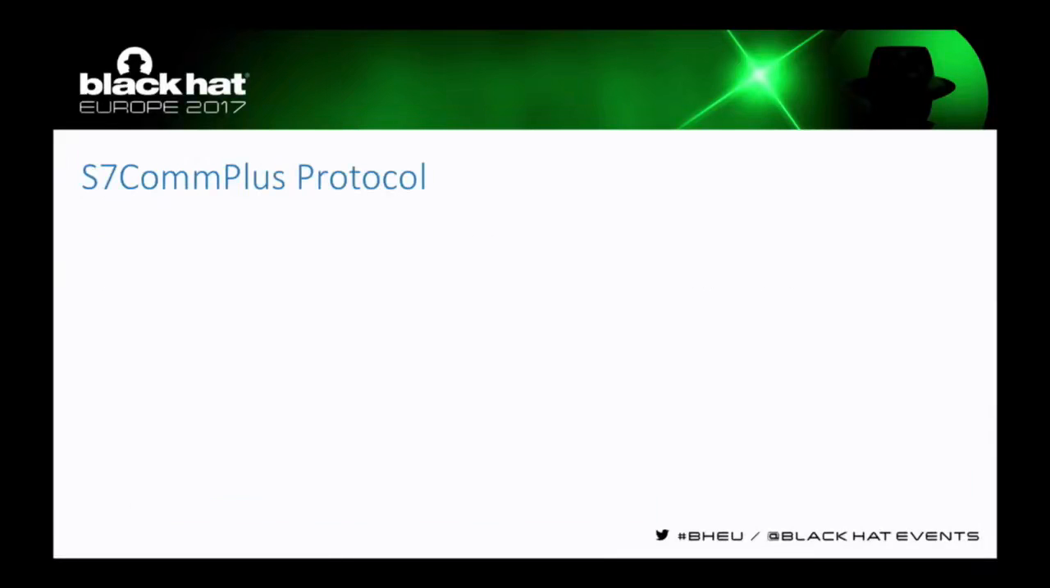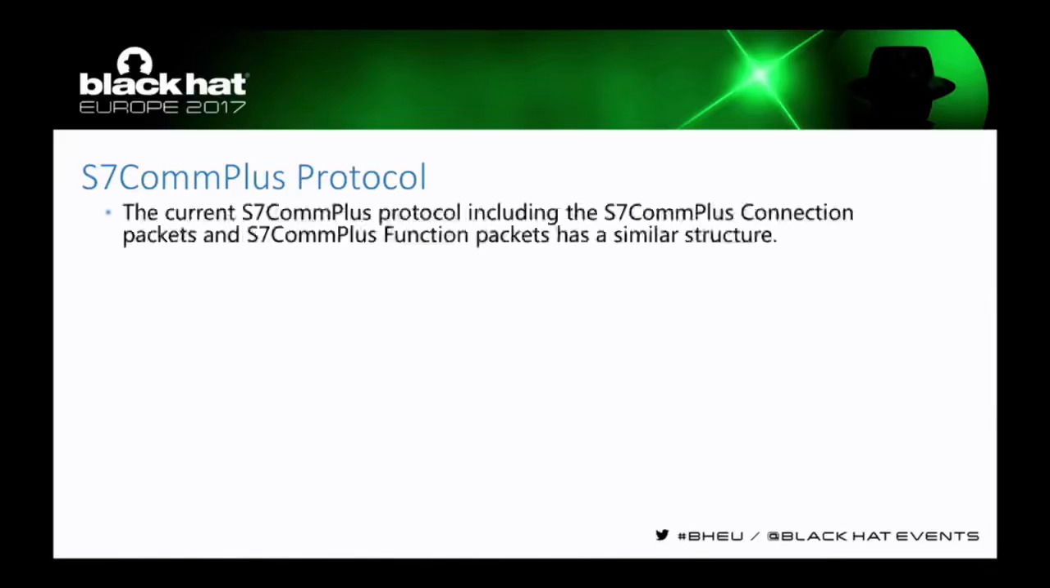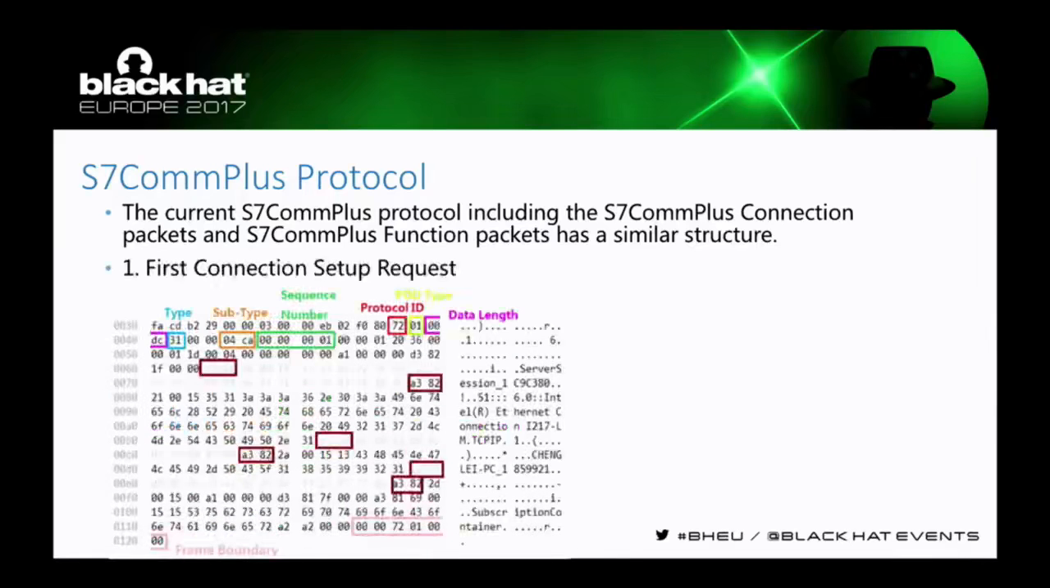Now we are going to talk about the S7Commplus protocol that is used in the communication between the PLC and PCs. The current S7Commplus protocol, including the S7Commplus connection packet and the function packet, has a similar structure. First, let's see the first connection setup request packet. We know that there are two connection request packets, so let's see the first.